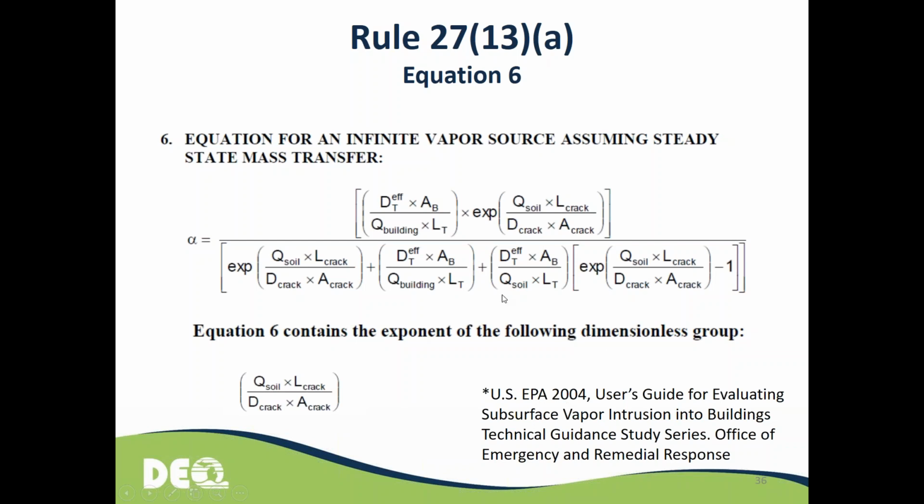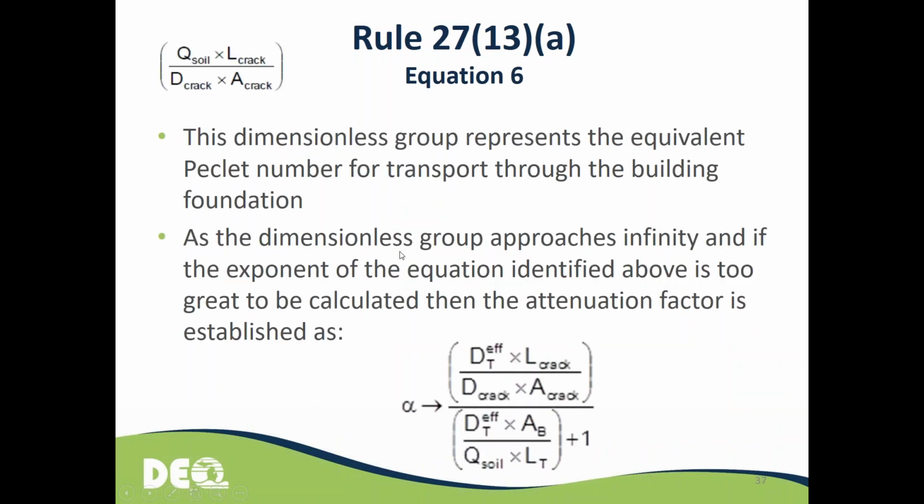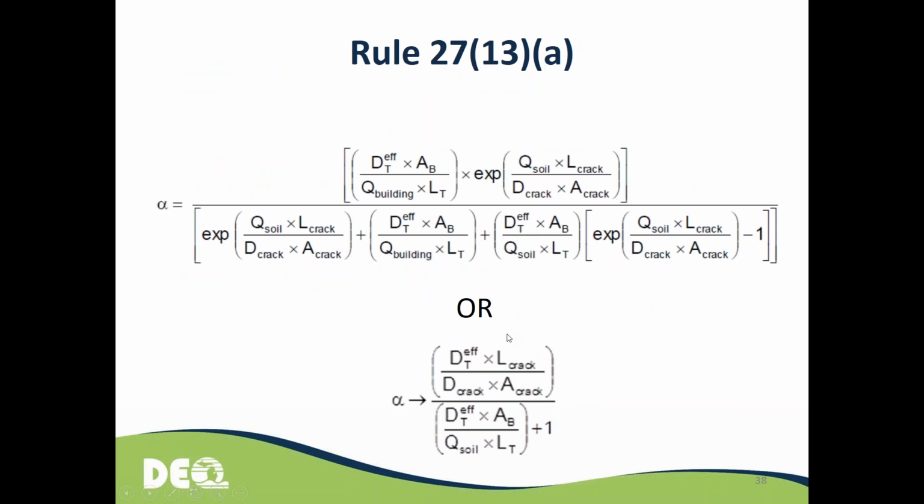It comes out of the US EPA 2004 User Guide Report. This equation in the language, as well as using the Peclet number for the dimensionless group, is identified in this area. But Rule 2713A says that as the Peclet number approaches infinity, you would need to use a different method, identified as this series of equations. So long story short, Rule 2713A says you need to do this series of equations or this series of equations, depending on whether the Peclet number reaches infinity.